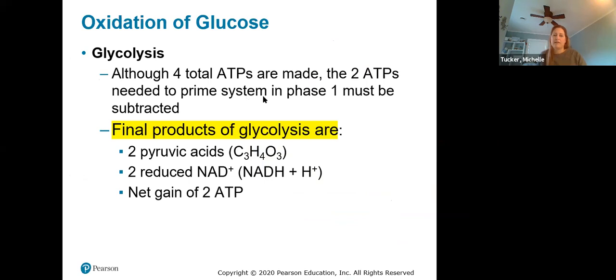So the final products of glycolysis are 2 pyruvic acids, 2 reduced NADs, so we have 2 of these, and a net gain of 2 ATP, because we produced 4, converting glyceraldehyde 3-phosphate and its other isomer into pyruvate, but we invested 2, so it's a net gain of 2 ATP.